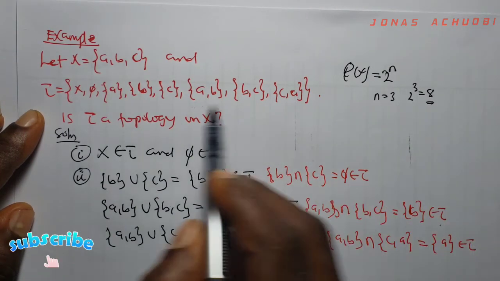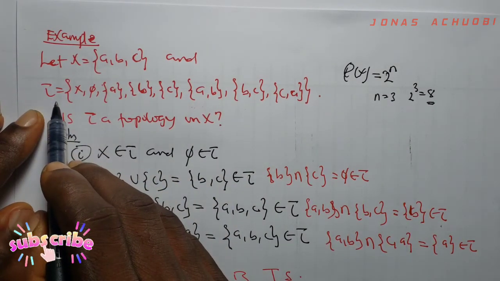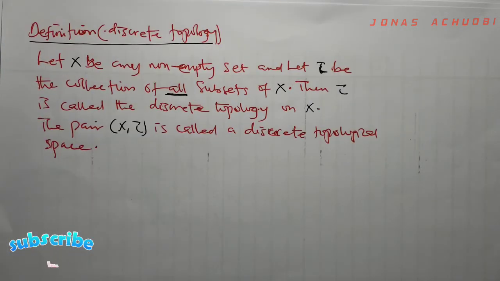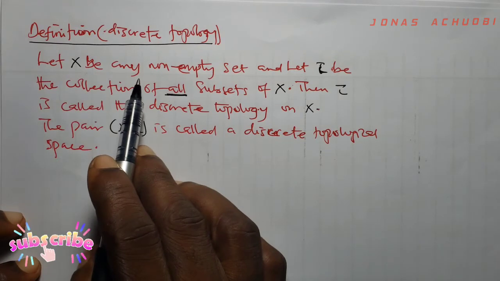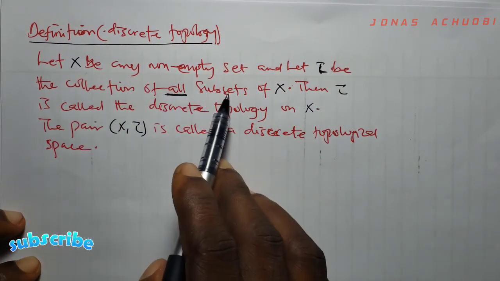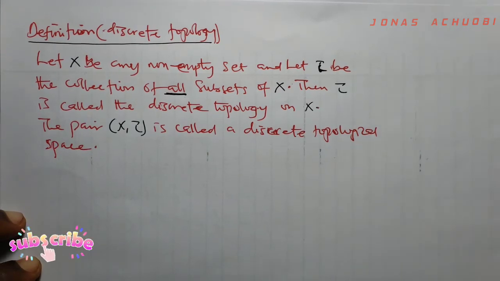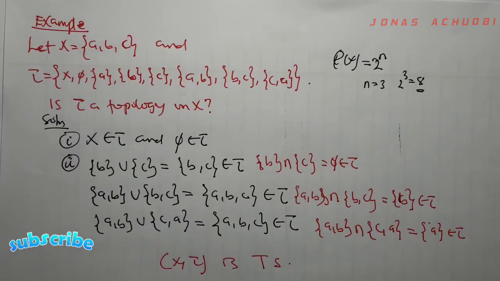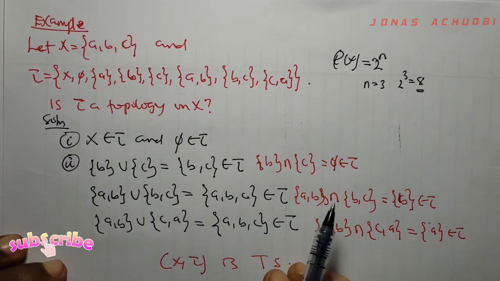And the 8 subsets is what we have here for tau. If you recall our definition of discrete topology, we said that let X be any non-empty set and let tau be the collection of all subsets of X. And if that happens, we say that tau is a discrete topology on X. That is exactly what has happened here.